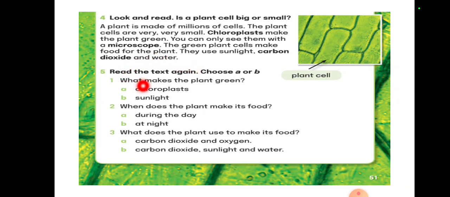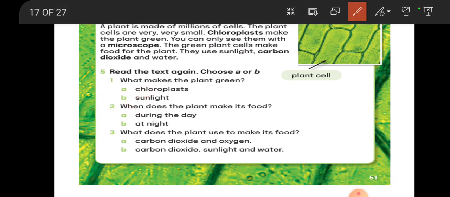And now we have here some questions. Read the text again. Choose A or B. Question number 1. What makes the plant green? Is it the chloroplasts or the sunlight? Of course, it's the chloroplast.